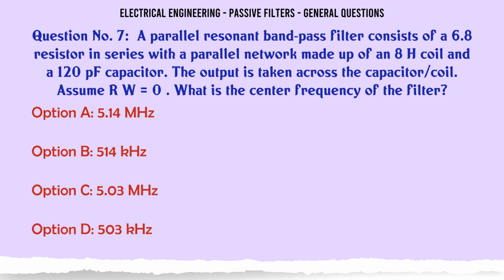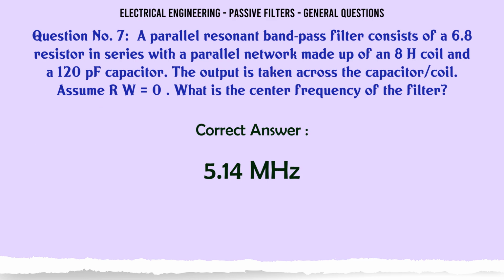A parallel resonant bandpass filter consists of a 6.8 Ω resistor in series with a parallel network made up of an 8 H coil and a 120 pF capacitor. The output is taken across the capacitor and coil. Assume RW is 0. What is the center frequency of the filter? A, 5.14 MHz; B, 514 kHz; C, 5.03 MHz; D, 503 kHz. The correct answer is 5.14 MHz.